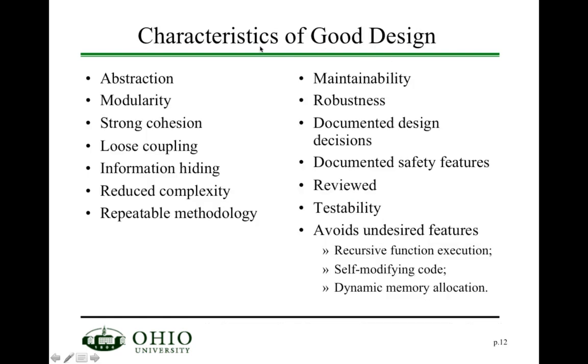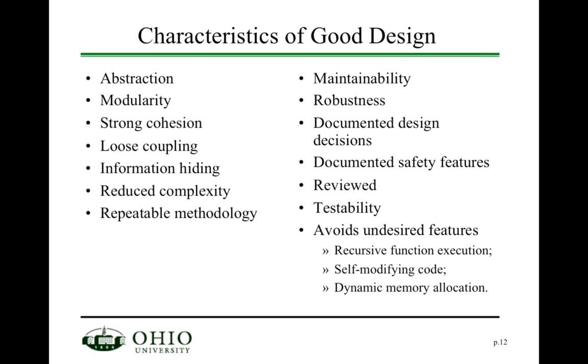So what are the characteristics of good design? Make sure it's abstract and modular. Of course, we saw this before, we want very strong cohesion and loose coupling. We don't want loose cohesion and strong coupling. Strong cohesion means all the tasks and activities within one module should be related to one particular task. And with loose coupling, we don't want too much coupling between the different modules. We try to limit that as much as we possibly can. We want to hide information as much as we can.